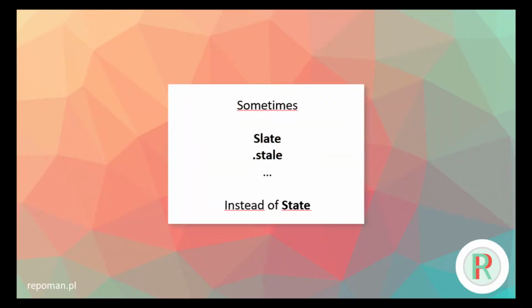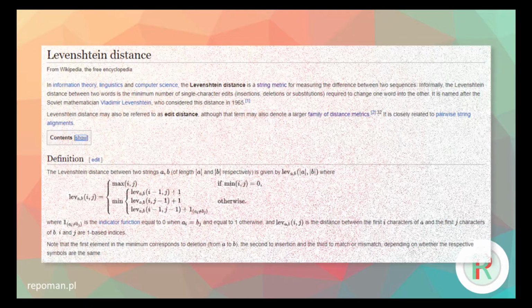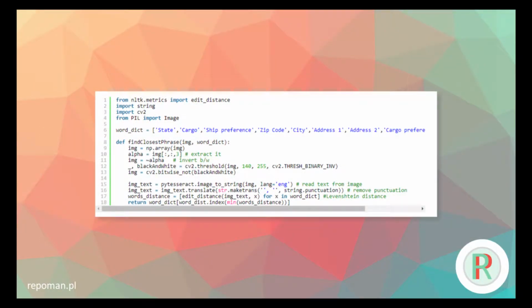However, this is still not it. Some results are distorted, so we receive slate or .stale instead of state. So we need to work it out. There is a method to measure distance between words numerically. It is called Levenshtein distance or edit distance, and we can use it easily in Python. Here's full code for text recognition.